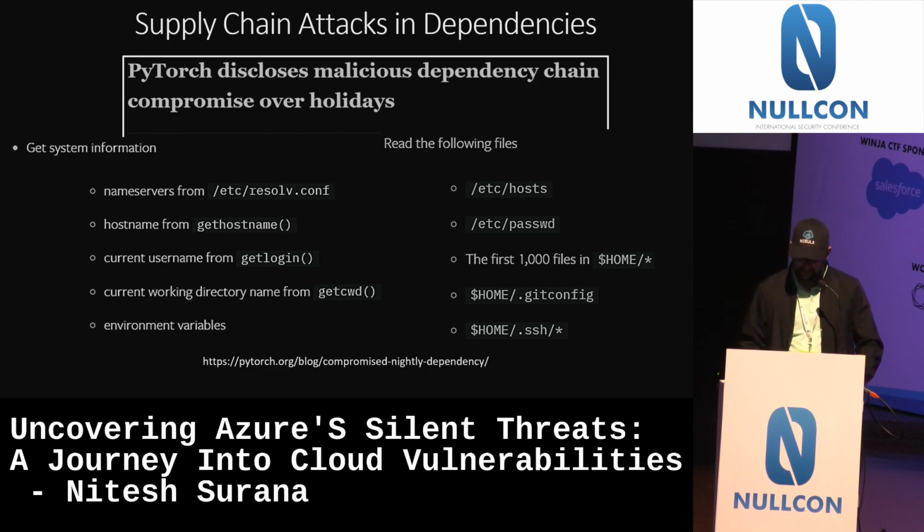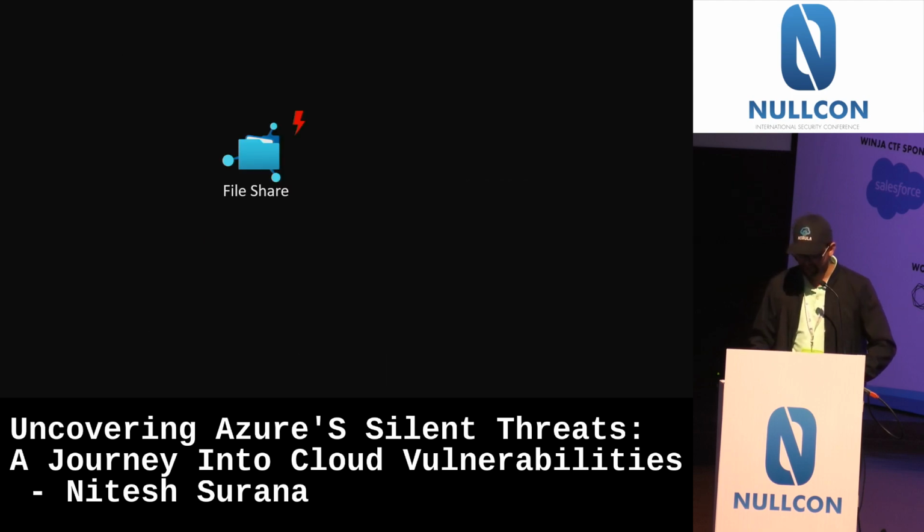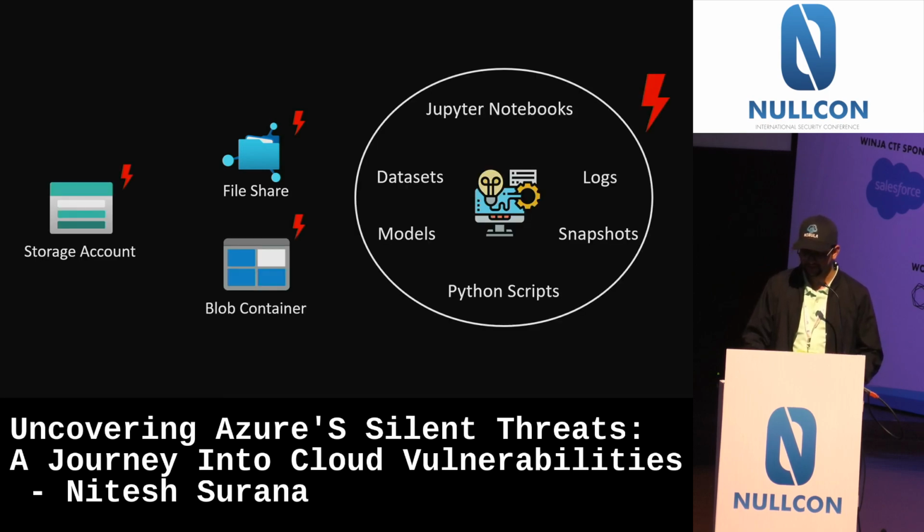Supply chain attacks and dependencies. Dependency confusion attacks are an attacker favorite, and basically the attacker-controlled code executes in the victim's environment. But in this case, the nightly build of a popular library called PyTorch was compromised last year in December. And the malicious binary would then exfiltrate the credentials from files and environment variables as well. So if an attacker is able to compromise a file share, then they can actually trivially compromise the entire storage account and the entire workspace too. Let me show you how.